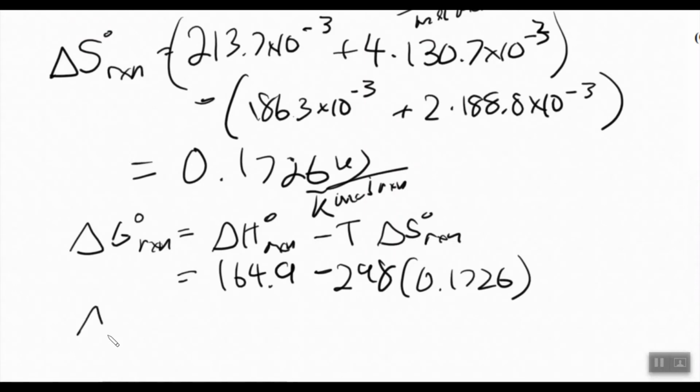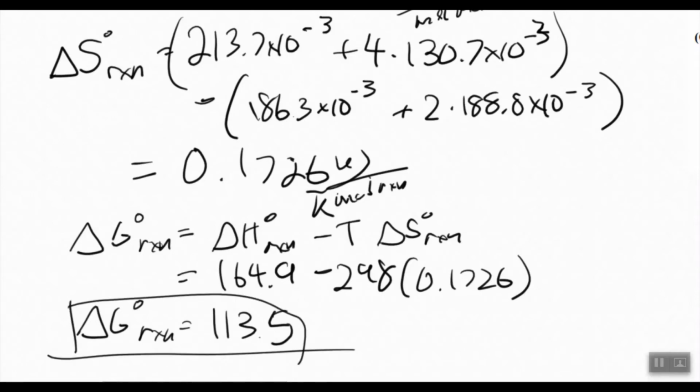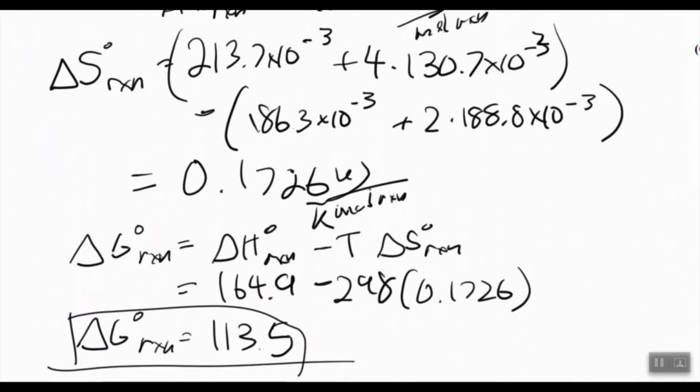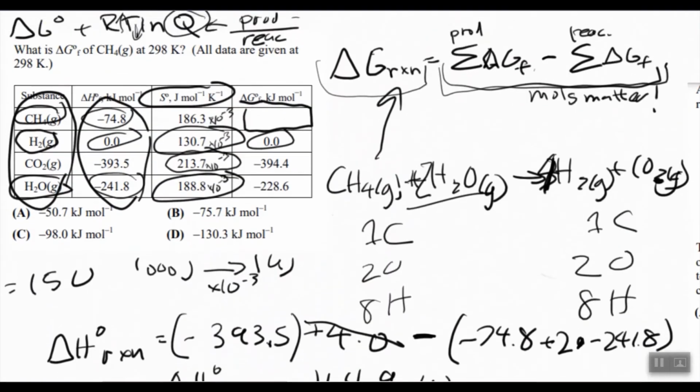This gets us a delta G naught of 113.4. Well, let's do 5 actually, because I have to round up. So, obviously, this reaction doesn't actually work. It's kind of non-spontaneous because of the positive delta G value. That's fine. Now let's use this summation.